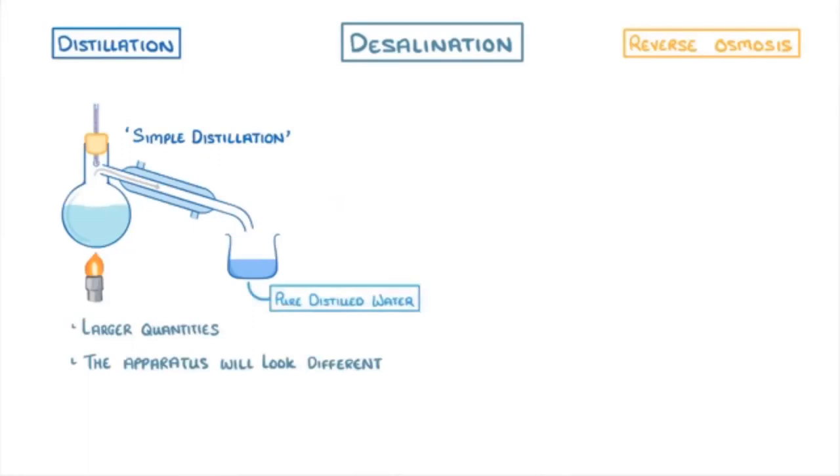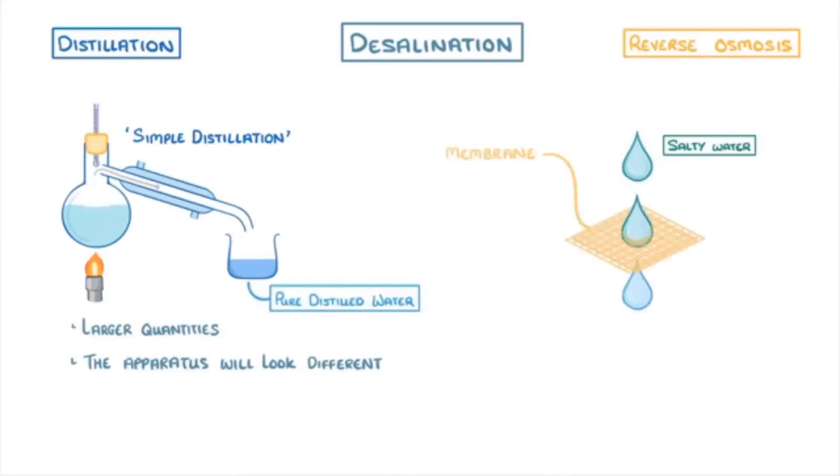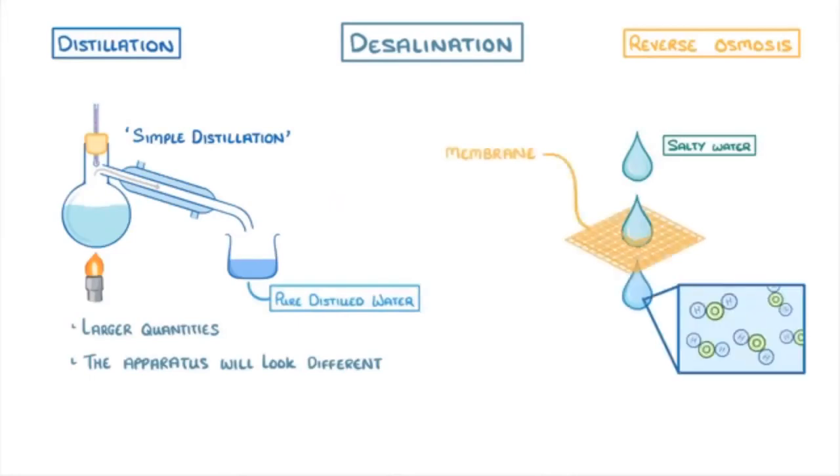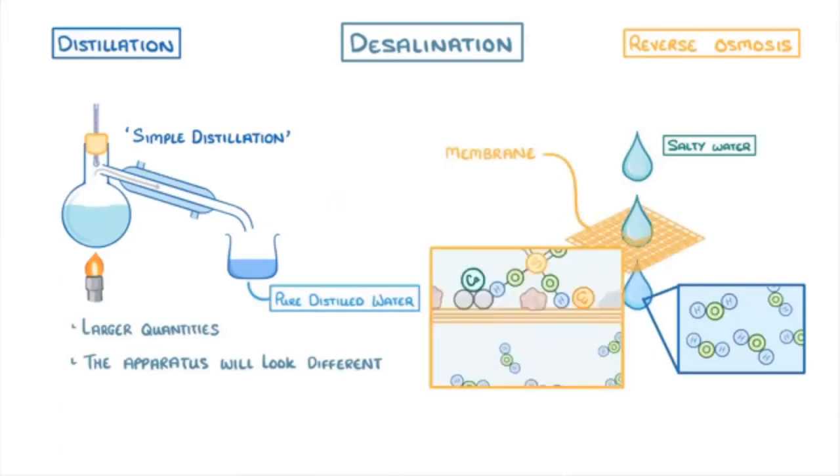On the other hand, in the reverse osmosis technique, the salty water is passed through a membrane, which only allows the water molecules to pass through. This means that all of the ions and larger molecules get trapped, and so separated from the water. So again, we end up with pure distilled water.